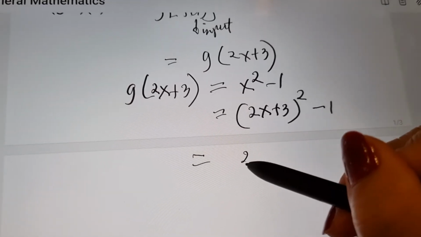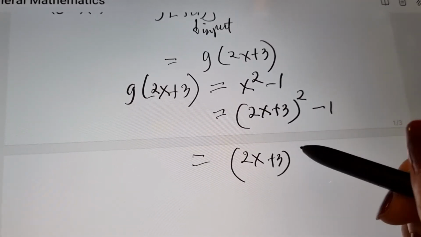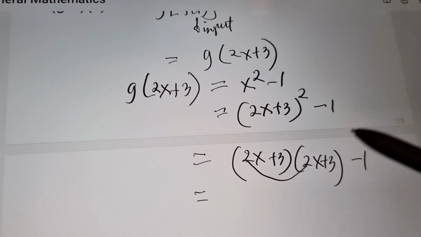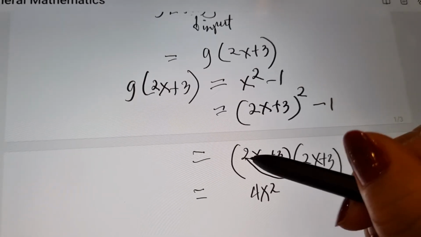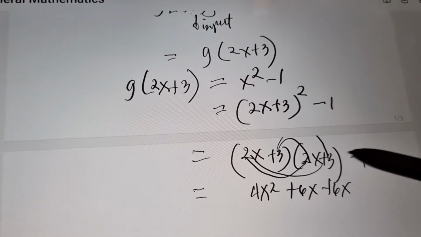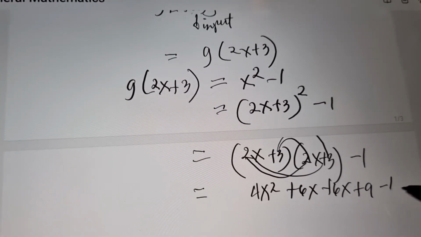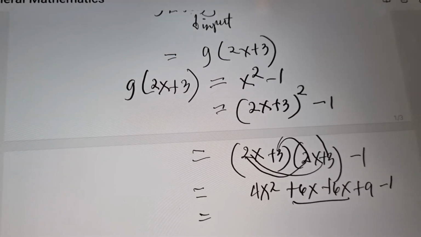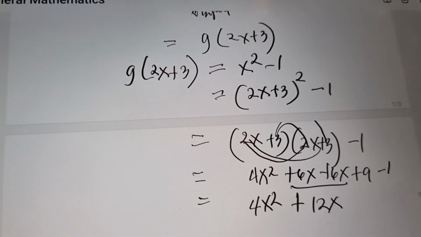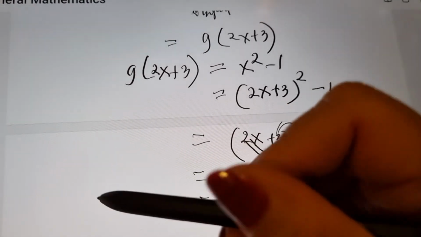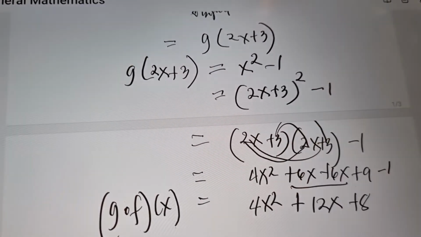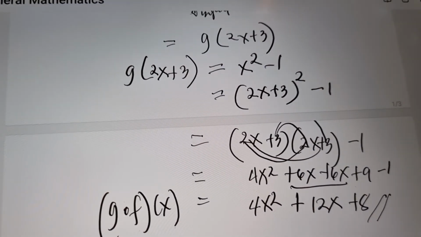Okay, so we have 2x plus 3 times 2x plus 3, because this is squared, and minus 1. So that is 4x squared plus 6x plus 6x, 3 times 3 is 9, minus 1. Okay, let's combine this one. So we have now 4x squared plus 12x plus 8. And this is now the g of f of x, equal to the final answer.